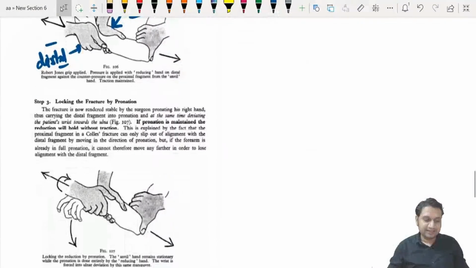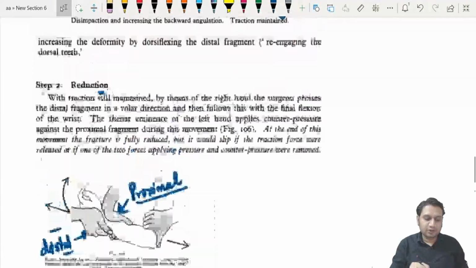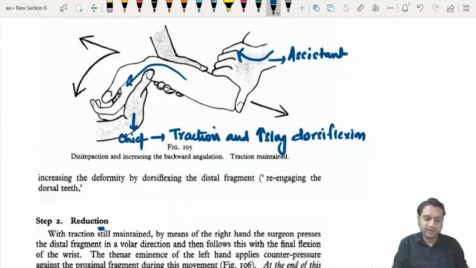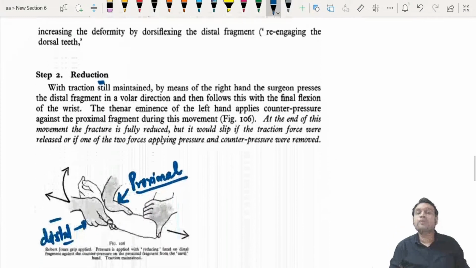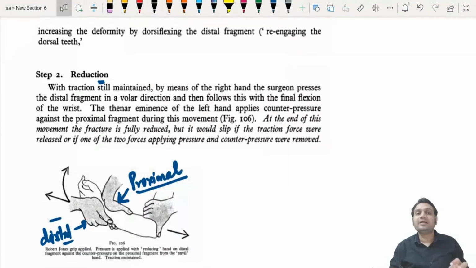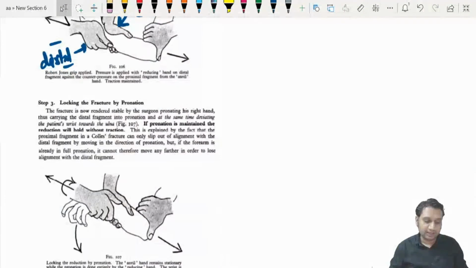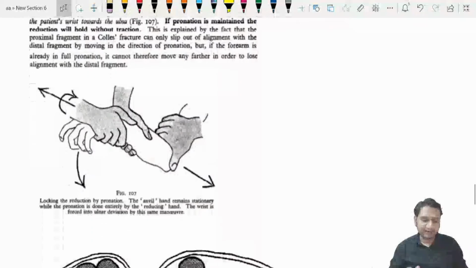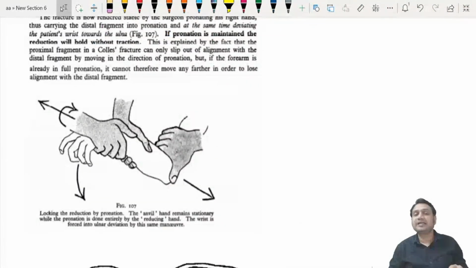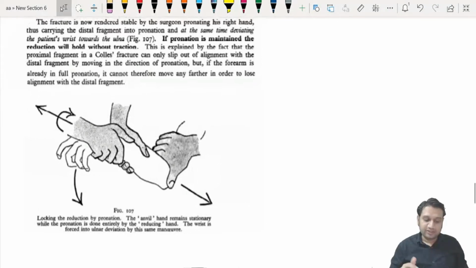Understand this. Till now it is all supinated. Why? Because the distal fragment, the distal most part, is getting into supination, right? So how do we have to stop that? How do we have to lock that? We have to lock that by moving the wrist basically into pronation. The lower forearm you can say into pronation, not the wrist, the lower forearm into pronation. Okay, how is it being done?